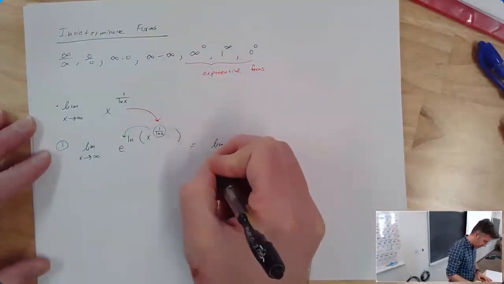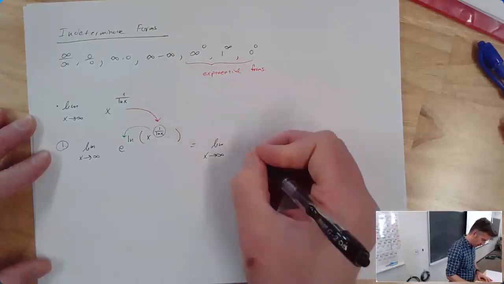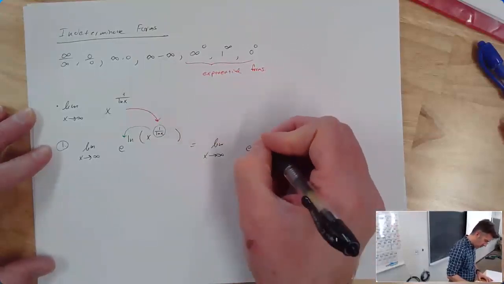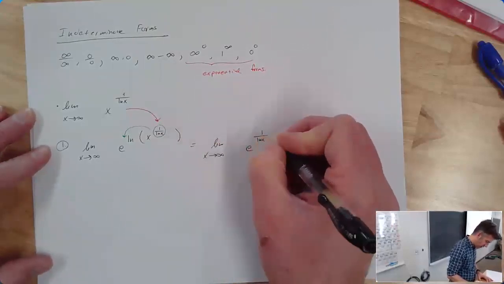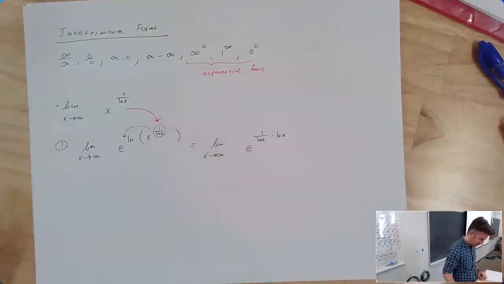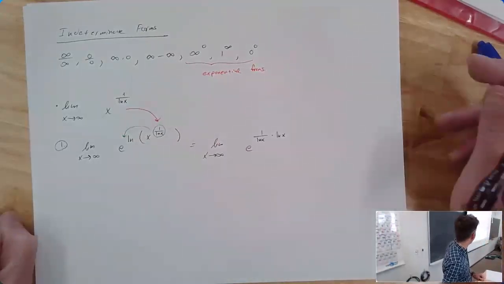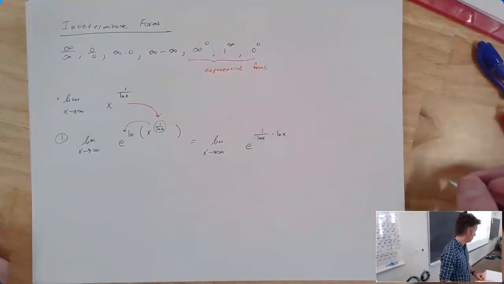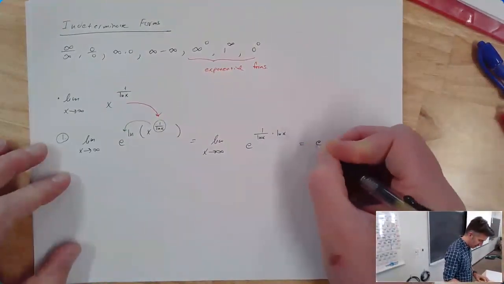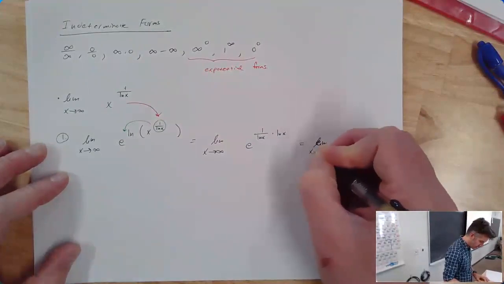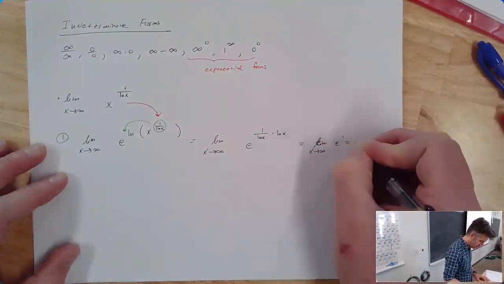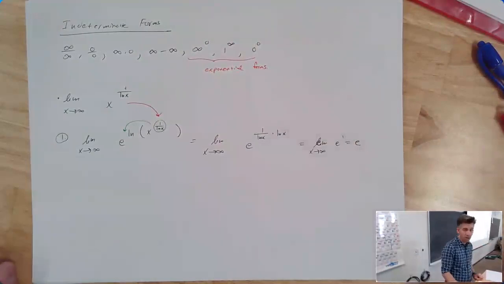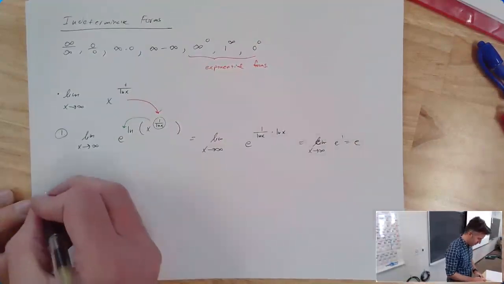So I'm going to rewrite this as the limit as x goes to infinity of e to the 1 over natural log of x times the natural log of x. This is kind of a silly example because what ends up happening here is the natural log of x terms just cancel. And you get the limit as x goes to infinity of e to the 1, which is just e. Okay, this is one way people like to do it. Let me show you the other way people like to do it.